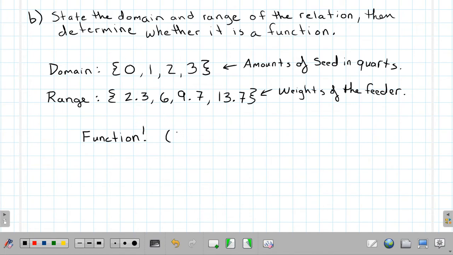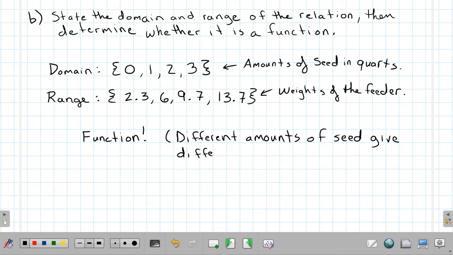And why is that? Well, different amounts of seed give different weights. Okay, so once again, every single amount of seed that you put in is corresponding to a different weight. Once again, if you put in 0 quarts of seed, the weight's going to be 2.3. If you put in 1 quart of seed, the weight's going to be 6, 2 is 9.7, 3 is 13.7. Once again, you don't have 3 quarts of seed weighing both 13.7, or actually, it's a little bit of a typo there.